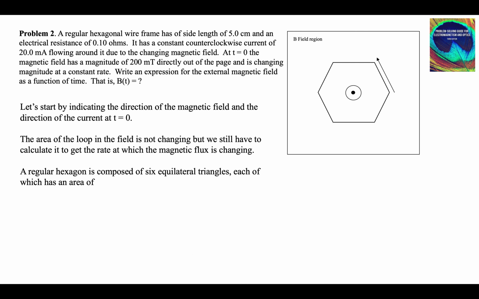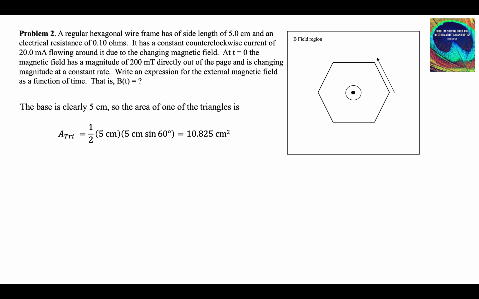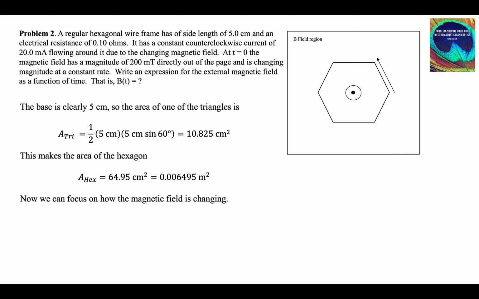A regular hexagon is composed of 6 equilateral triangles. In this case, each side is 5 centimeters. Each of those triangles has an area of 1/2 base times height. The angles are all 60 degrees, so we can write sine of 60 is the opposite side, which is the height, divided by the hypotenuse, which is 5 centimeters. They're all the sides are 5 centimeters. So we can calculate the height, and we can calculate the area of one triangle, 10.825 square centimeters. The area of the hexagon is 6 of those, which is 64.95 square centimeters, which is 0.006495 square meters.